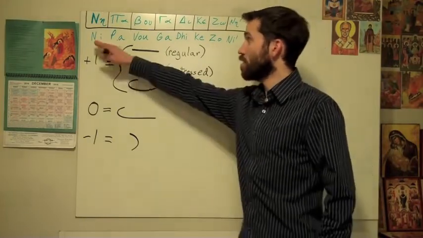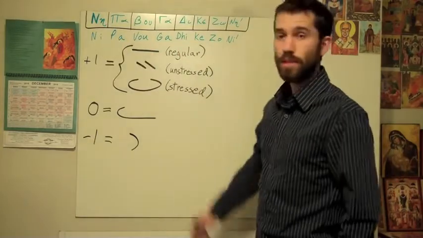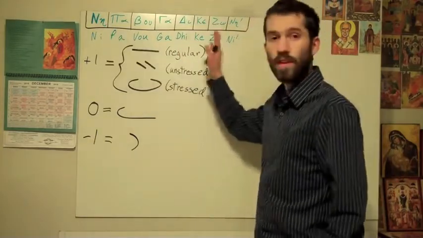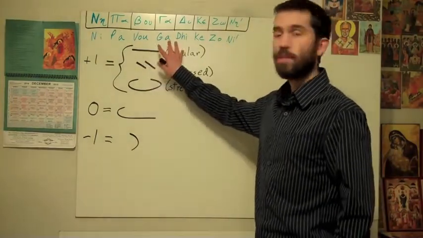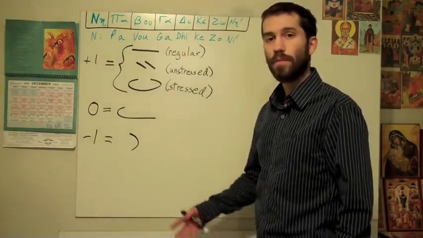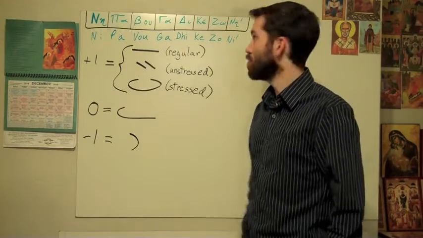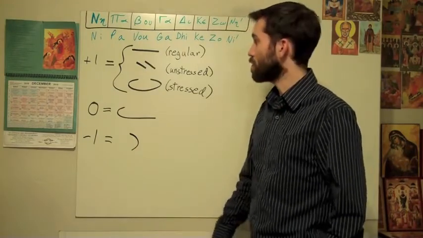So just to recap a few things that we learned last time. We learned the scale. Ni, pa, vu, ga, di, ke, zo, ni. And here's the Greek letters up above. And we'll keep this here most of the time just as a reminder. Now it's essential to memorize these as you go through just to remember what note you're on, and because it's used all the time throughout the different hymns.